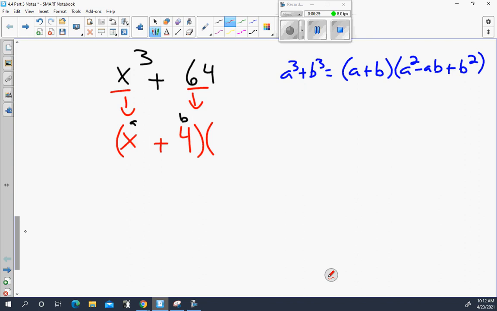So x plus 4 times a squared. Well, a is x, so x squared, minus a times b, which is 4 times x, so 4x, plus b squared. B is 4, so 4 squared is 16.